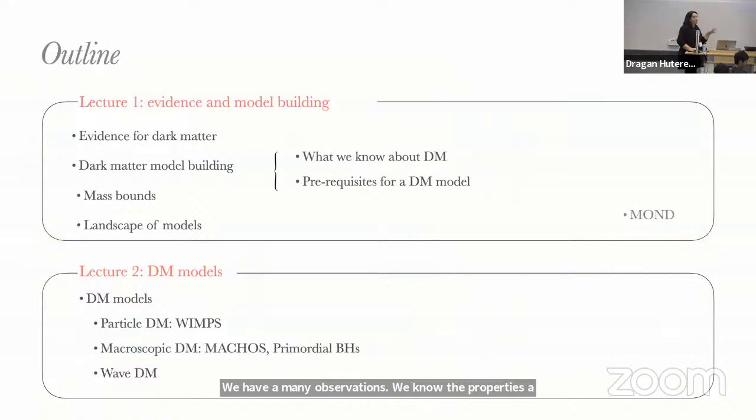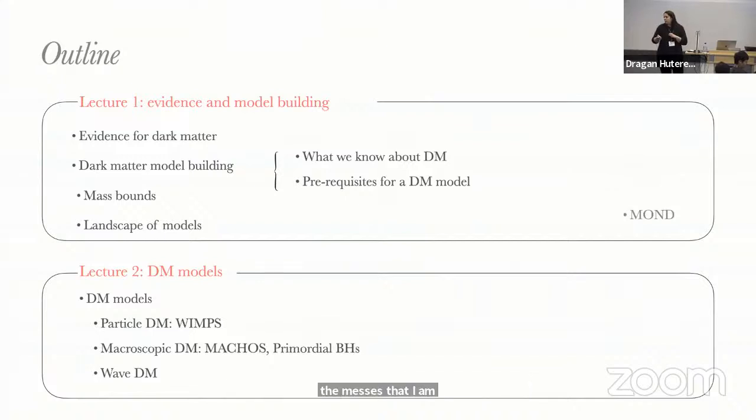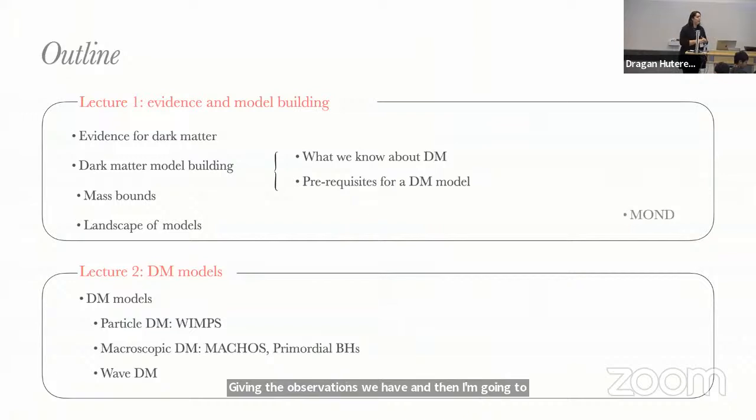And then we're going to build what the prerequisites for a dark matter model are. We're then going to go to the mass bounds. So if I'm going to build a dark matter model, what are the masses that I am allowed to have for this dark matter model, given the observations we have? And then I'm going to show you today the landscape of models of dark matter that we were very creative to construct.